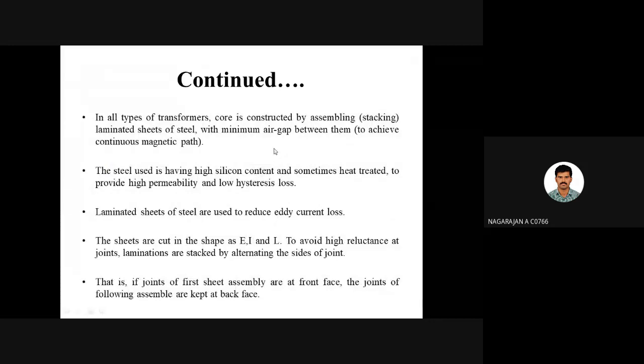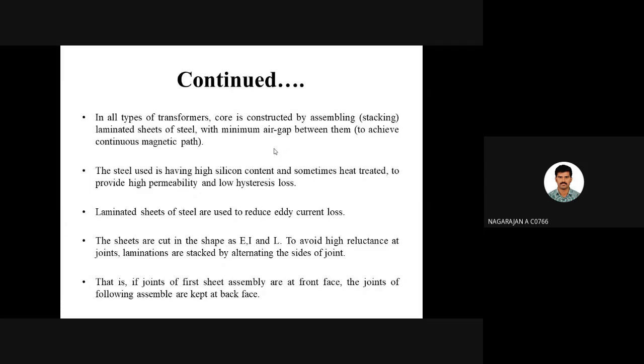The first slide shows the construction of the core of a transformer. We know that the core of any transformer is made up of silicon steel. The reason for selecting silicon steel is that when you use silicon steel, the eddy current loss and hysteresis, the magnetic losses, can be reduced. When you go for a better magnetic material like silicon steel, its hysteresis loop will be very small compared to others.